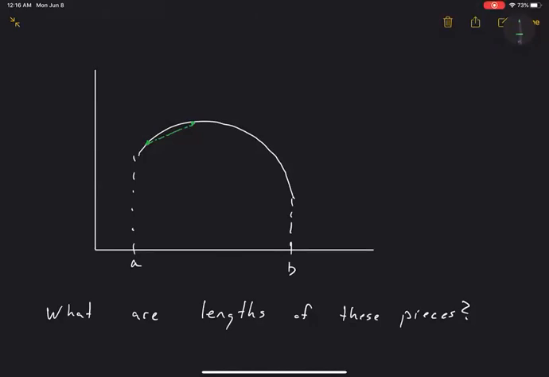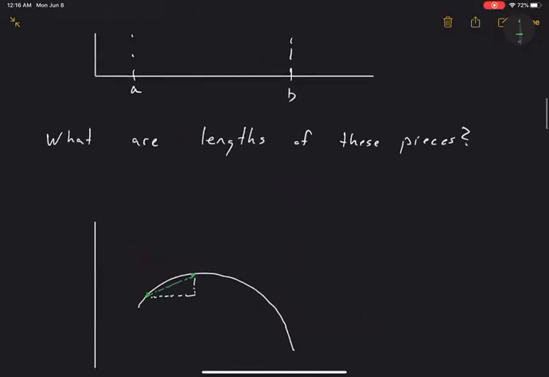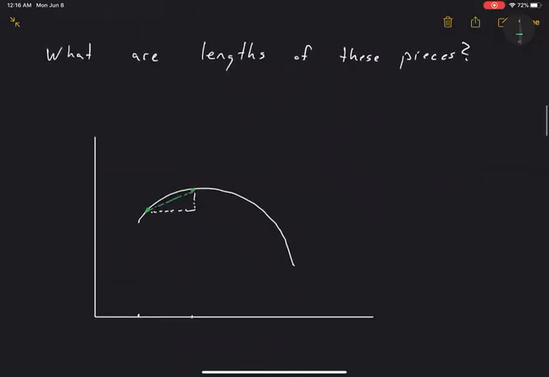Maybe the length of the white curve is hard to find, but these straight green segments, I can find the lengths of those easily. So I chop this up into my 3 green line segments, and if I can figure out the lengths of those 3 green line segments, that would be an approximation to my arc length, right? So let's talk about the length of one of these green line segments, this first one here. What is the length of that green line segment?